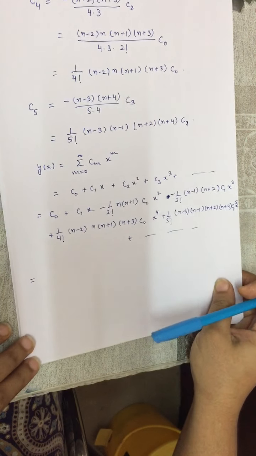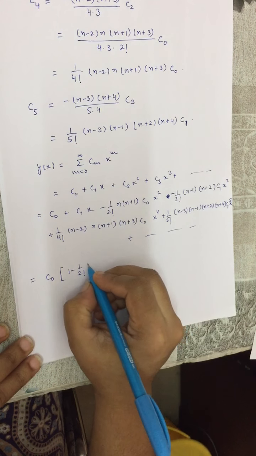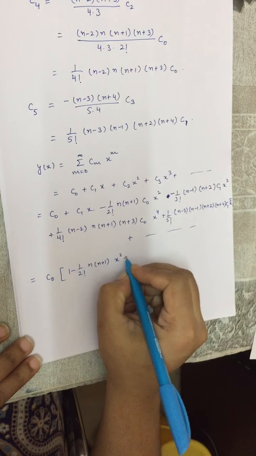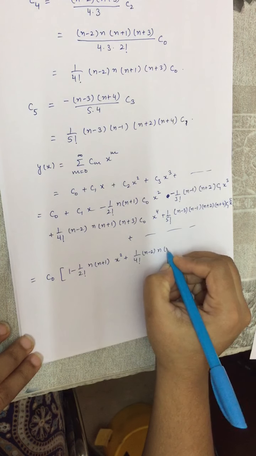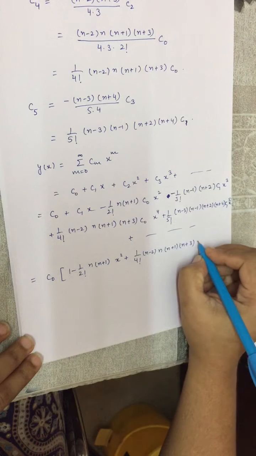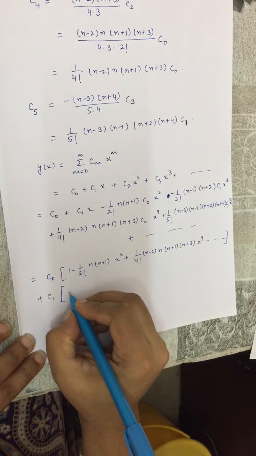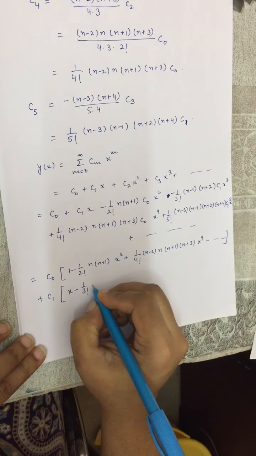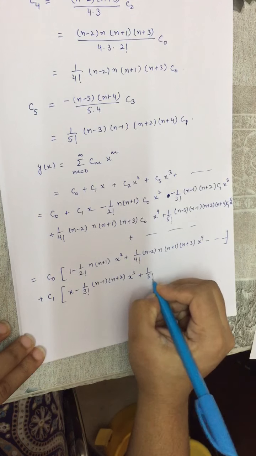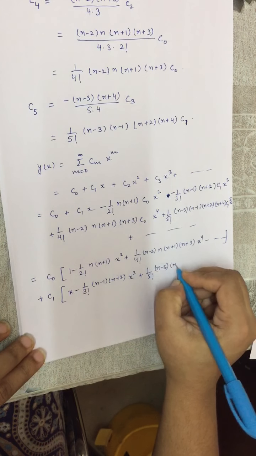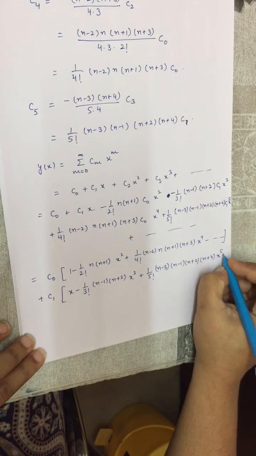So we can simplify this as C0 into [1 minus 1 by 2 factorial (n+1) x square, plus 1 by 4 factorial (n-2)(n+1)(n+3) x raised to 4 and so on], plus C1 into [x minus 1 by 3 factorial (n-1)(n+2) x cube, plus 1 by 5 factorial (n-3)(n-1)(n+2)(n+4) x raised to 5, and then so on].